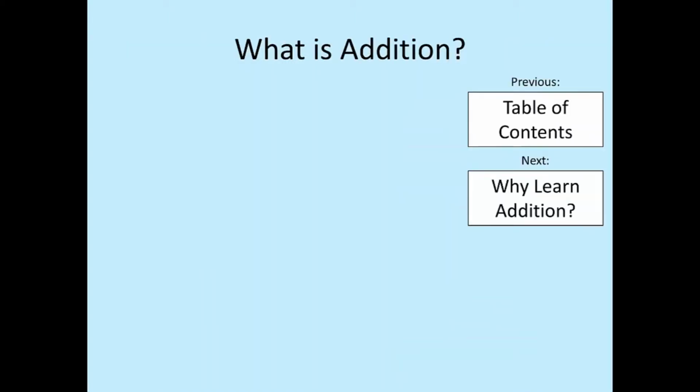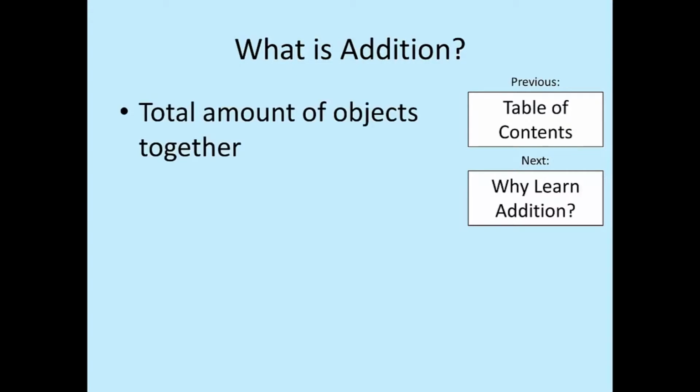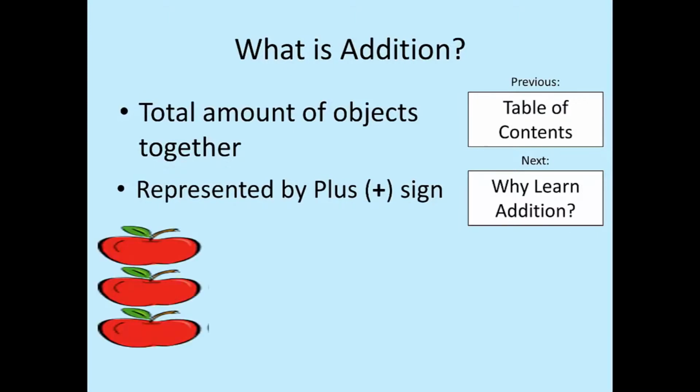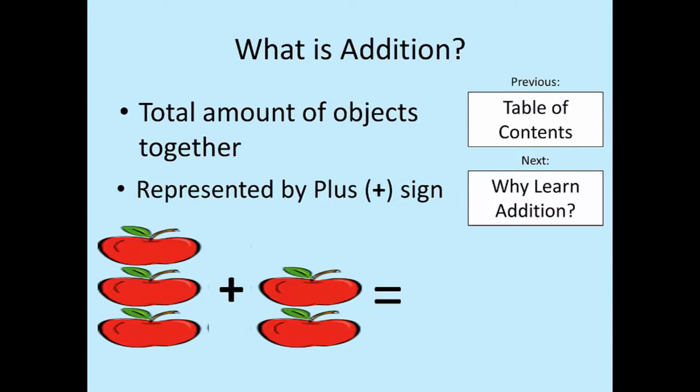So, what is addition? Addition is a mathematical operation that represents the total amount of objects together in a collection. In mathematical formulas, it is represented by the plus sign. Addition is the total of something. For example, if I had 3 apples and you had 2 apples, how many apples together would we have? The total would be 5.